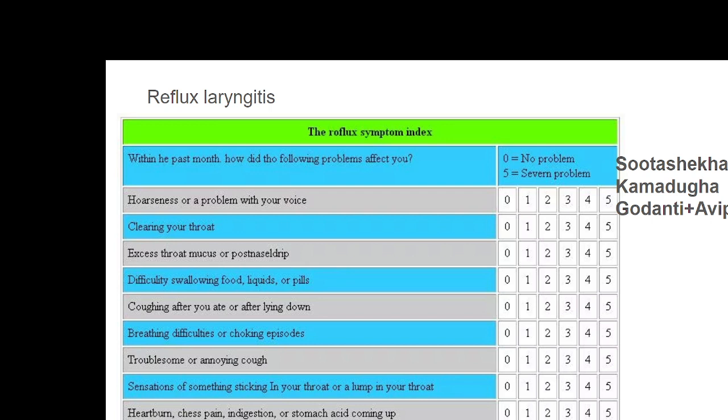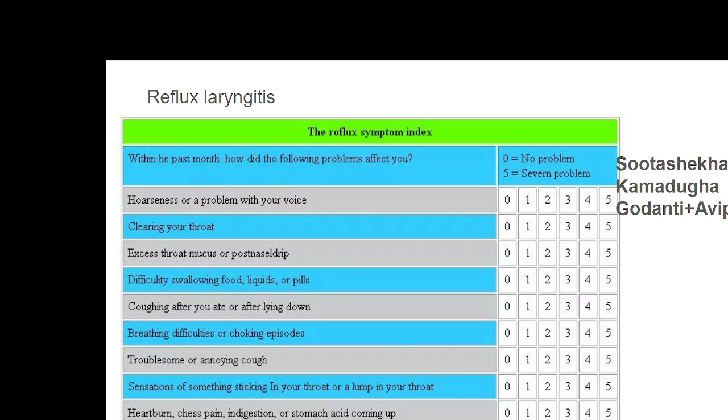Clearing of your throat: whether the patient has a feeling that the throat has to be continuously cleared or not. In reflux laryngitis that would be less common, whereas in inflammatory laryngitis the patient would continuously feel like clearing the throat. Then excess throat mucus and postnasal drip are also more common in the other laryngitis, whereas in reflux laryngitis they are less common. Difficulty in swallowing food, liquids or pills is more common in reflux laryngitis than the other way.